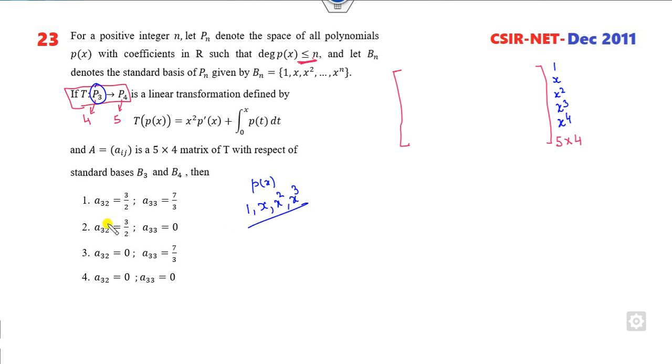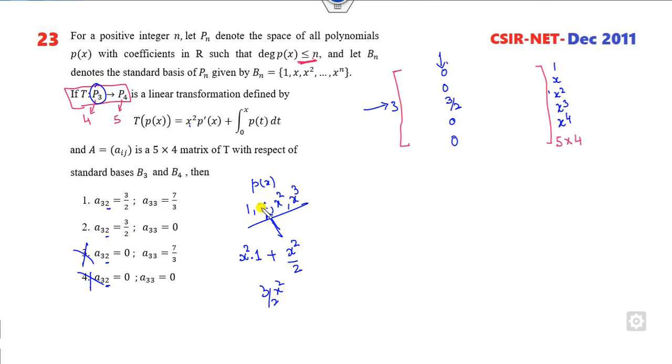Now we can substitute. Now look at that. I need a second column, corresponding to x. So if I take x here, this is x square. The derivative is 1 plus the integration of x, which is x square by 2. So this is 3 by 2 of x square. So this is x square, the third element. The rest values are 0. So this is the third row, A32, A32, these options are cancelled out.